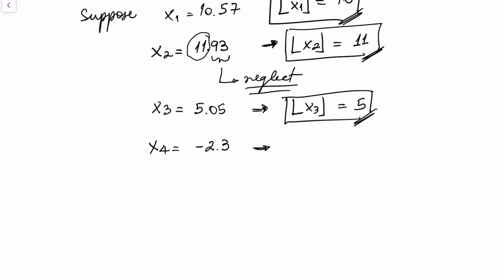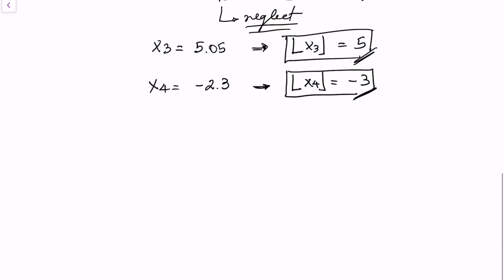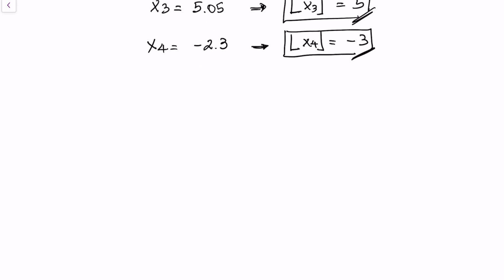Also, if we have, for example, x4 equal to negative 2.3, what is the result after I apply the floor operator to x4? In that case, the floor operator will give me minus 3, because we are always rounding down. Rounding down means going to negative 3 instead of going up to negative 2. Okay? So with this notation out of the way, we can start to define some steps for the branch and bound algorithm.